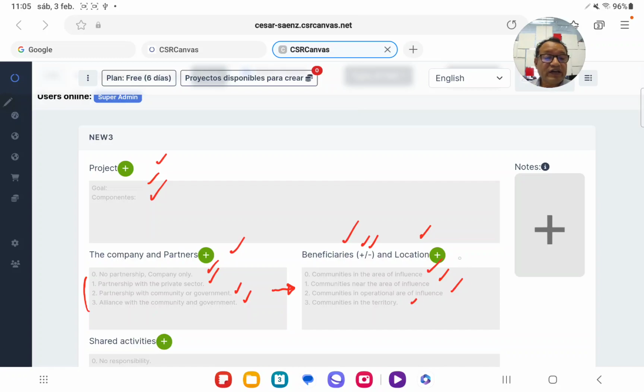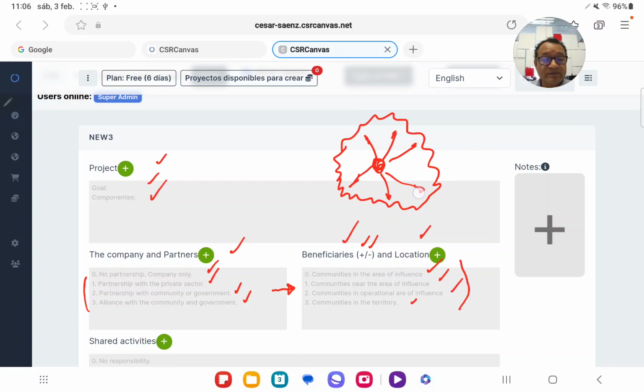You have to be aware that the company operates in a location, but they have to define the area of influence. The area of influence generally is defined by the environmental impacts. It could be large, it could be small. It depends on the operation, the size of the company, and many other factors, but the company has to define the area of influence.